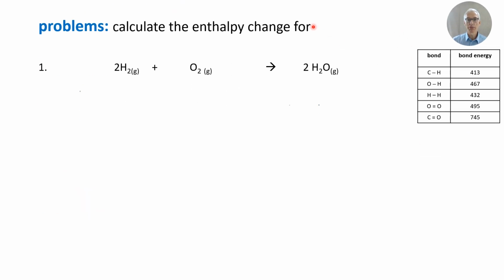So here is a problem for you to try. Calculate the enthalpy change for the reaction between hydrogen and oxygen to make 2 moles of gaseous water. Here are the necessary bond energies. Select those that you need. Carry out the calculation. Come back to check and correct when you are ready.